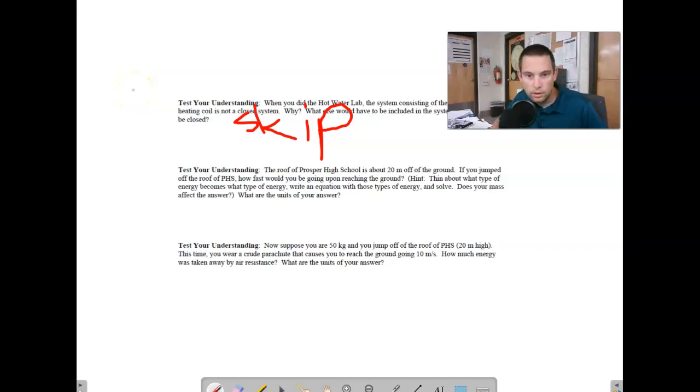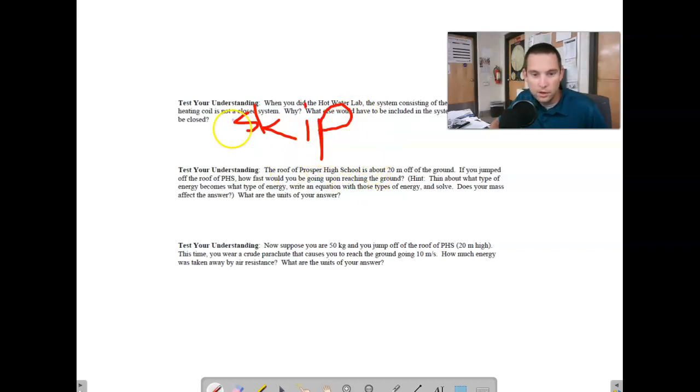Alright, so we're going to be doing some test your understanding. First of all, skip this one about the hot water lab and onto the roof of Prosper High School about 20 meters off the ground. If you jumped off the roof, how fast would you be going upon reaching the ground? Hint: think about what types of energy become what types of energy, write an equation with those types of energy and solve. Does your mass affect the answer?